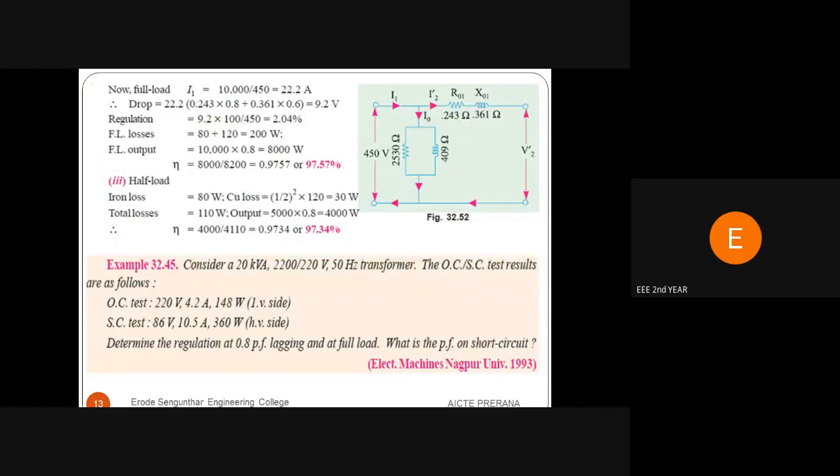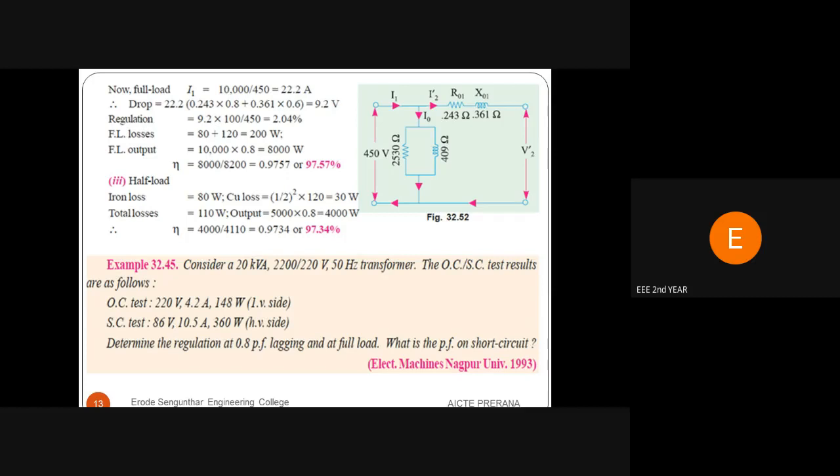These are similar to the previous problems. The second part is also like the previous problem. Only the last part is the efficiency value. So the efficiency formula is equal to output power divided by input power. Output power divided by input power. Also output power divided by output power plus losses. It is another formula for the efficiency.